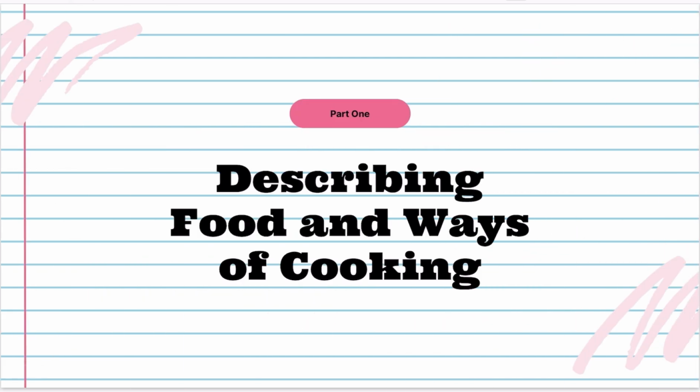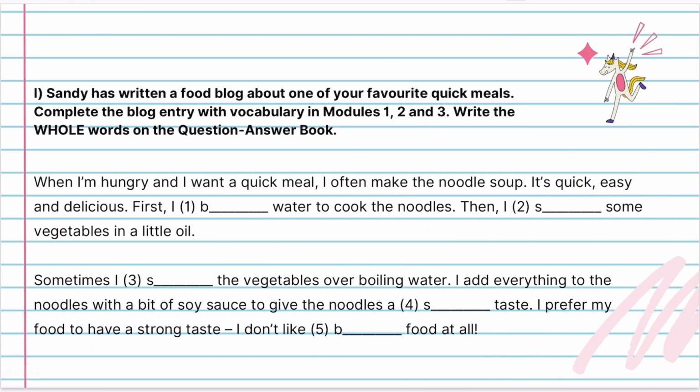So part 1, describing food and ways of cooking. So let's get started with the food vocabulary. Here, we are going to explore some vocabulary related to food and cooking. I will give you hints based on the contextual sentences, and I will also provide the first letter of each word. So this is the situation.